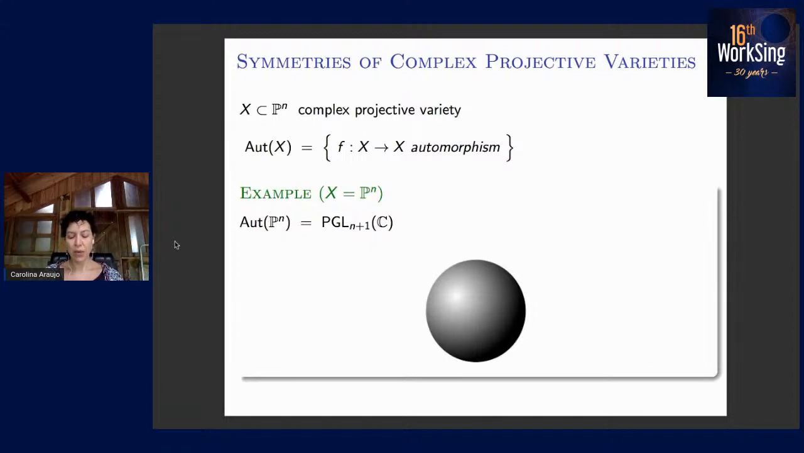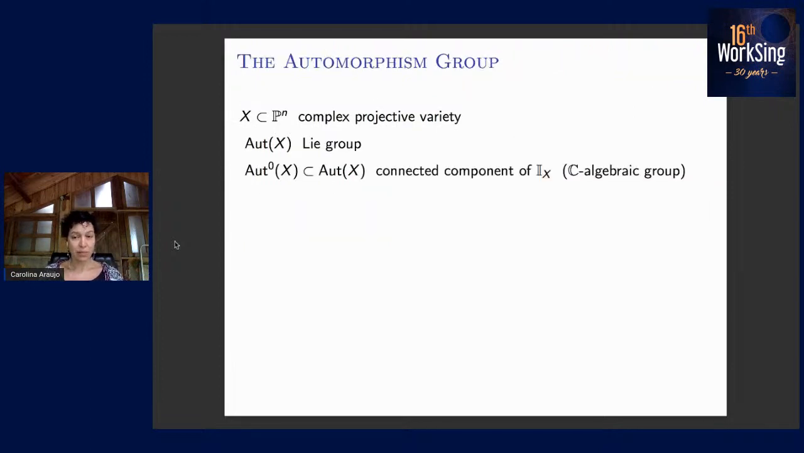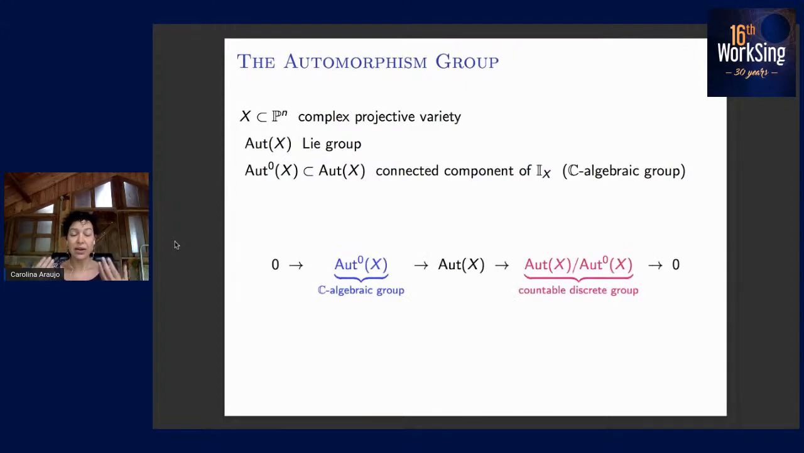In general, what I want to explain now is that the structure of the automorphism group reflects geometric properties of the ambient variety. So let me just fix notation. We start with a complex projective variety, then the automorphism group is in fact a Lie group, and we can look at the connected component of the identity. This connected component of the identity is a complex algebraic group, and the quotient is a countable discrete group.